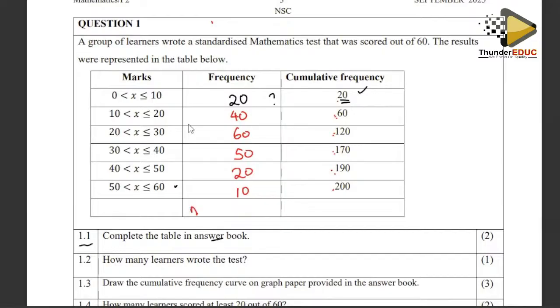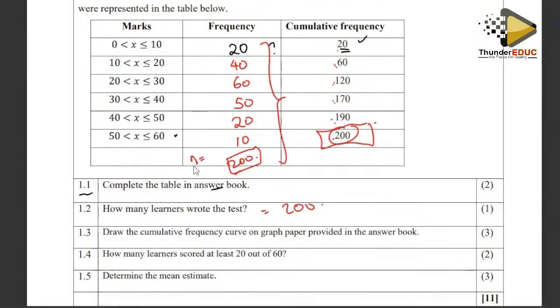Now, if we want the total here, it should be equivalent to the last cumulative, which will be 200. So how many learners wrote the test? It's basically 200. Even without adding all of this, the last cumulative value should give us that answer. Now they want us to draw a cumulative frequency graph.